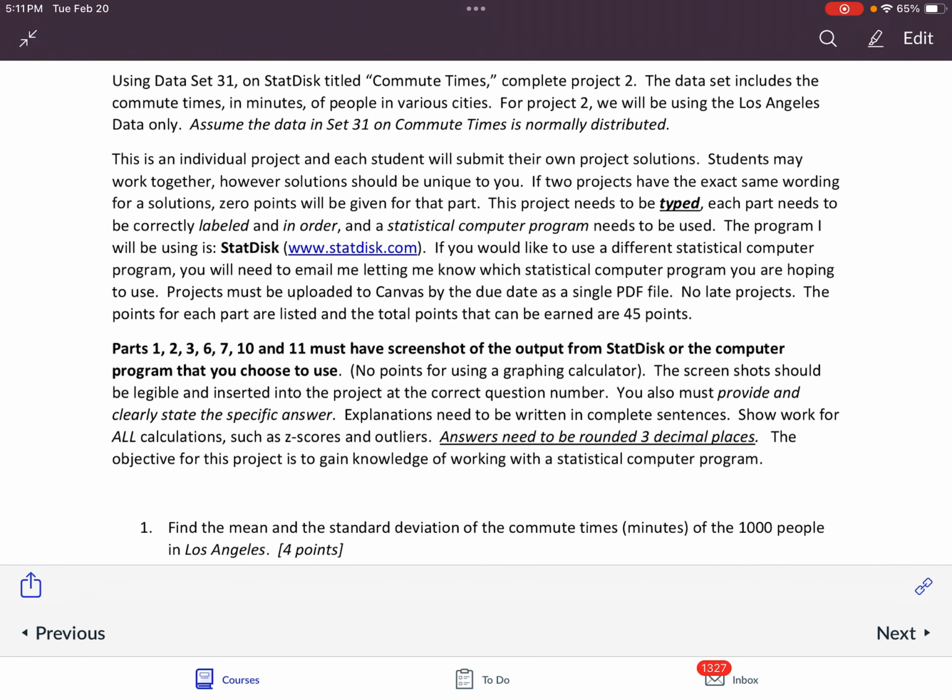So this time we are going to be using data set 31 on StatDisk called commute times for the project. The data set includes the commute times in minutes of people in various cities, but we only are going to be worrying about the data coming from Los Angeles. Assume the data in data set 31 on commute times is normally distributed.